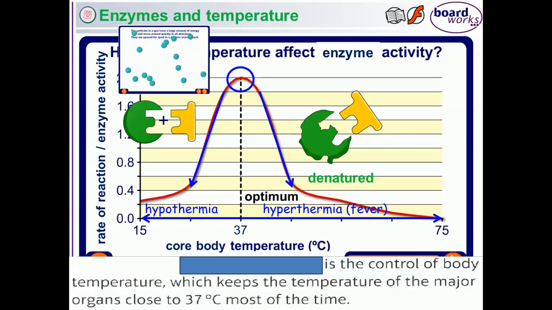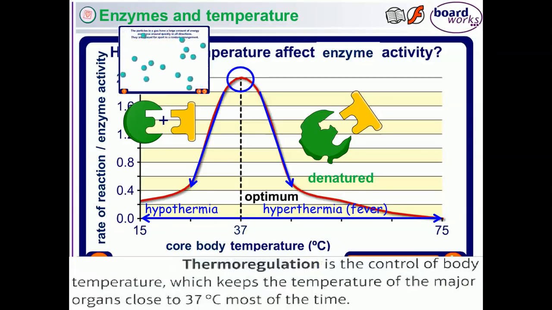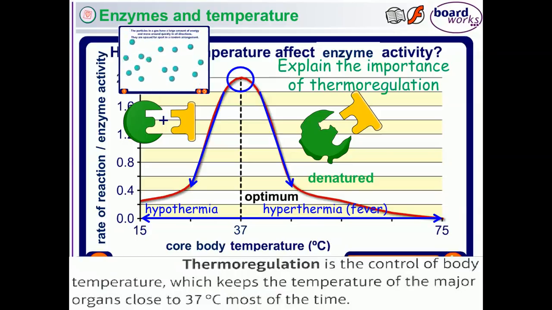So controlling the body temperature is known as thermoregulation, and that keeps the core body temperature around 37 degrees Celsius. And using the spec, you've got to be able to explain the importance of thermoregulation. So we know that thermoregulation keeps the core body temperature around 37 degrees Celsius, which is the optimum temperature for enzyme activity to occur. And if the core body temperature decreases or increases, in other words, you get hypothermia or hyperthermia, therefore the enzyme activity will decrease and these body cells will not function at their best, because the enzymes will either, in terms of their rate of reaction, be lower or they will be denatured.